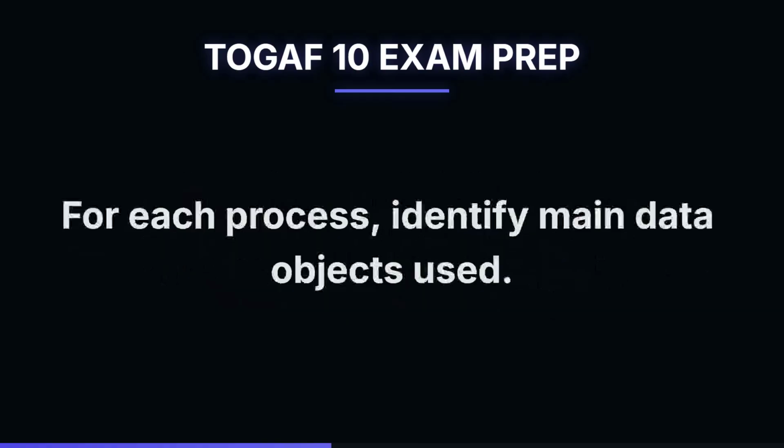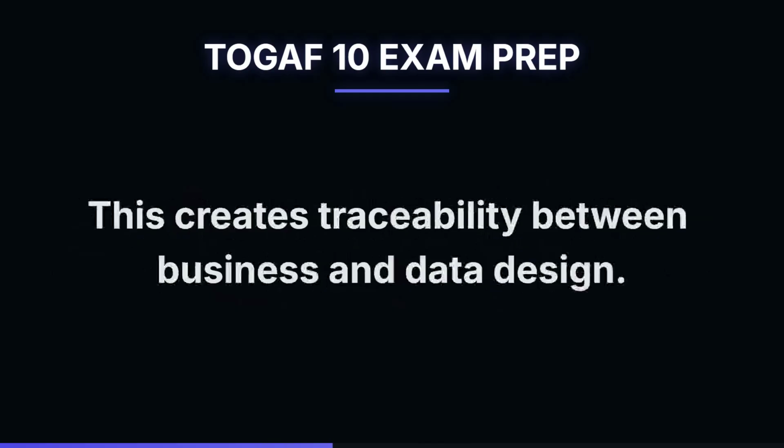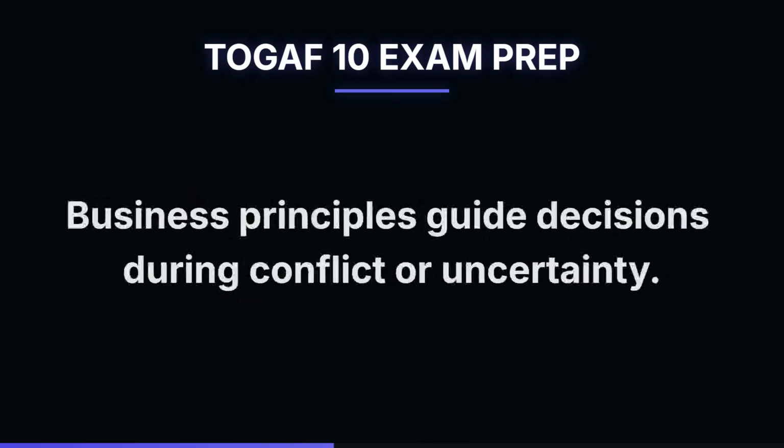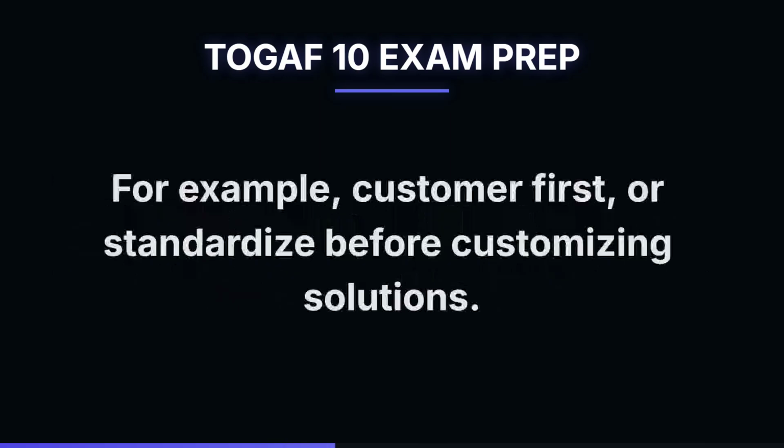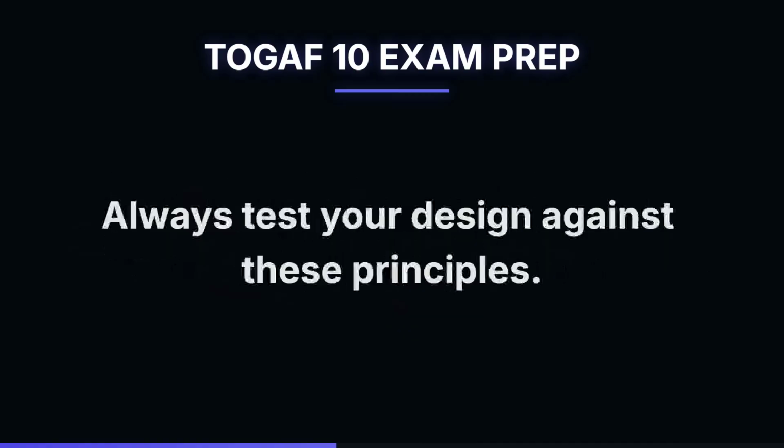For each process, identify main data objects used. This creates traceability between business and data design. Business principles guide decisions during conflict or uncertainty. For example, customer first, or standardize before customizing solutions. Always test your design against these principles.